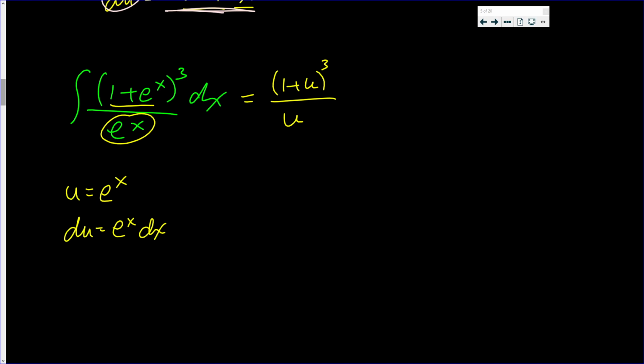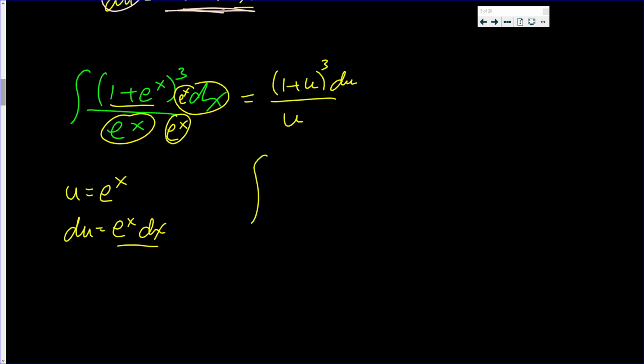Well, if I had an e to the x, then I can call that du. But that's not a problem, because I can put an e to the x in the bottom. I just can't put variables inside the integral and outside the integral. And that's u.